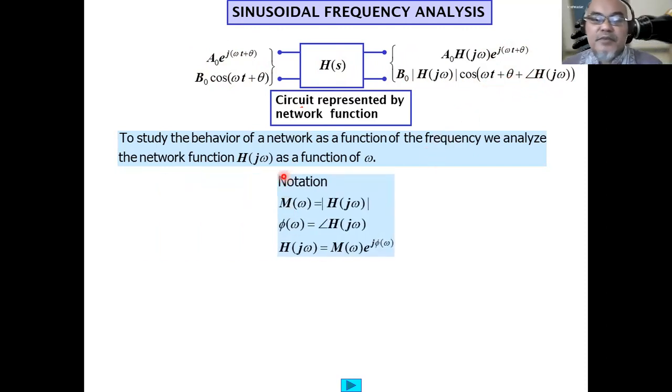Okay. So the magnitude M(ω) represents the magnitude of the transfer function H(jω). The phase angle φ(ω) equals the phase angle of the transfer function H(jω). Okay, so the complete representation of the transfer function H(jω) equals the magnitude M(ω) multiplied by the phase in exponential Euler notation, e^(jφ(ω)), as a function of ω. φ here is the phase.